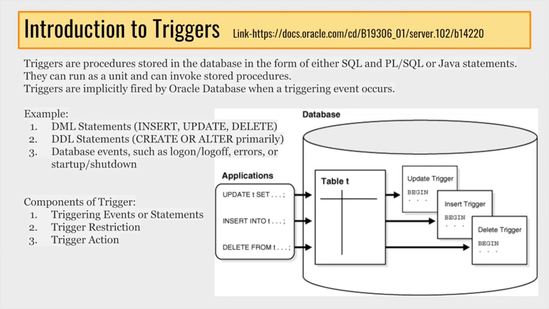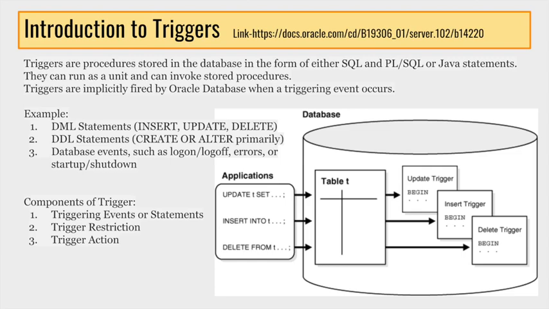A procedure is explicitly run by a user, application, or trigger. Triggers, on the other hand, are implicitly fired by Oracle when a triggering event occurs, no matter which user is connected or which application is being used.